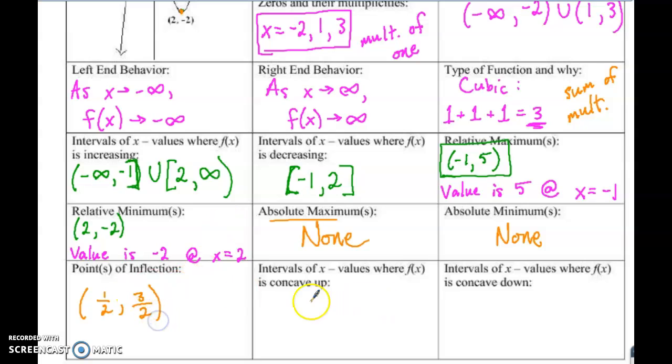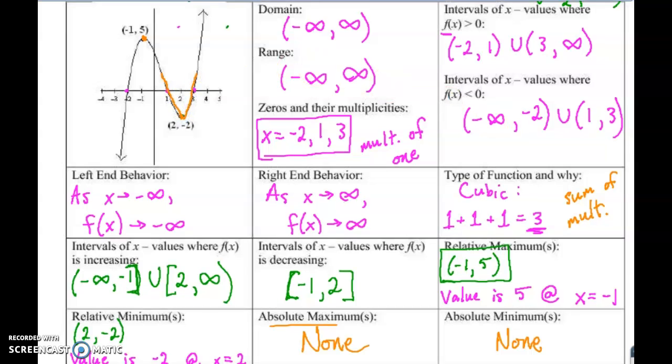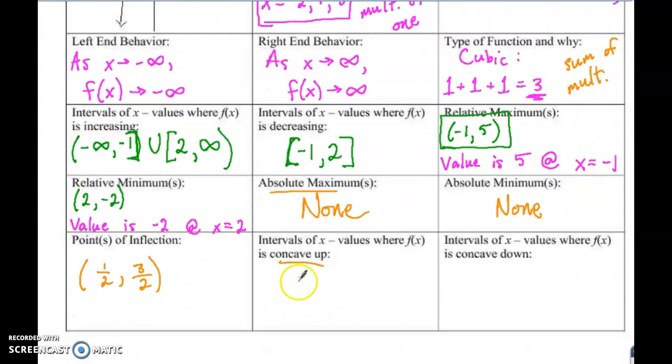3/2. So where is it concave up? Where is it an upwards U? That would be the x values from here to infinity, so about 1/2 to infinity. And concave down would be from negative infinity to 1/2. So again, please pause the video. Make sure you understand. Soak this in. And then I'm going to move forward with the next page.